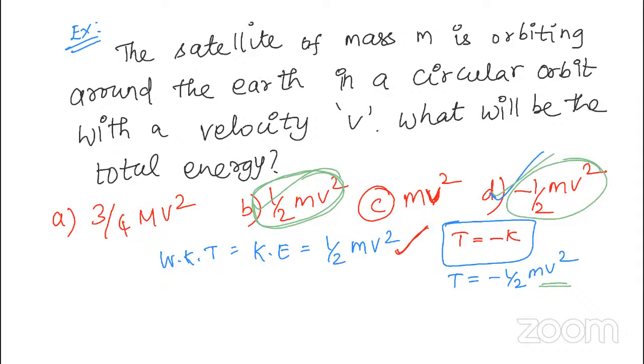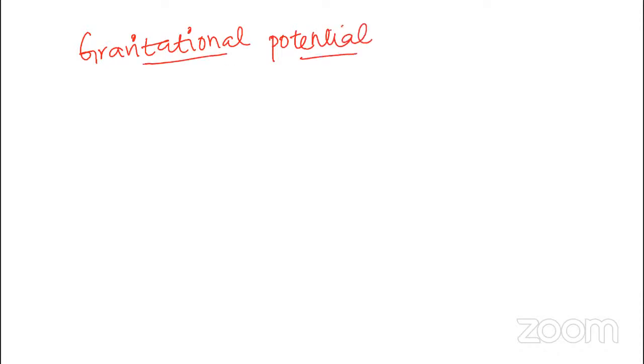Right, very good. Next one: what is gravitational potential, and what is its formula? Let us see. Gravitational potential is represented by the letter V. V is equal to minus of G M by R, where M is the mass and R is the distance.